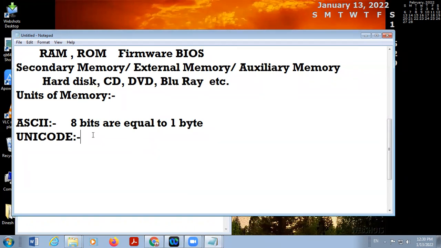So in the case of Unicode, 1 character is equal to 16 bits. It will cover near about 32,000 combinations of different codes, so we can recognize near about 32,000 different characters. At present, in all the modern languages like Java, we use Unicode, and in the old languages like C++, we are using ASCII code. So now, units of memory.